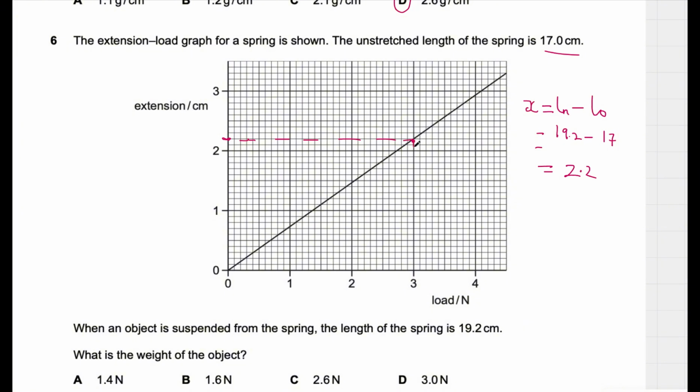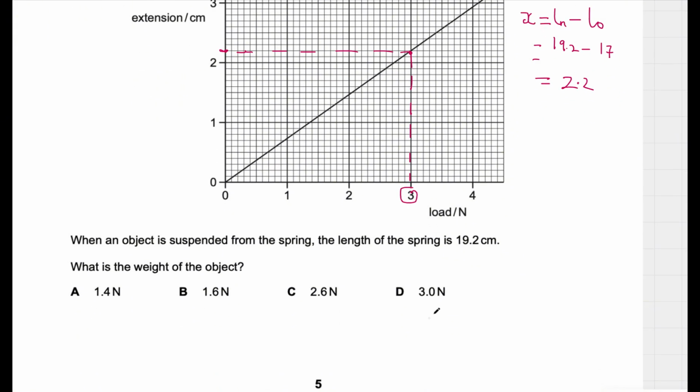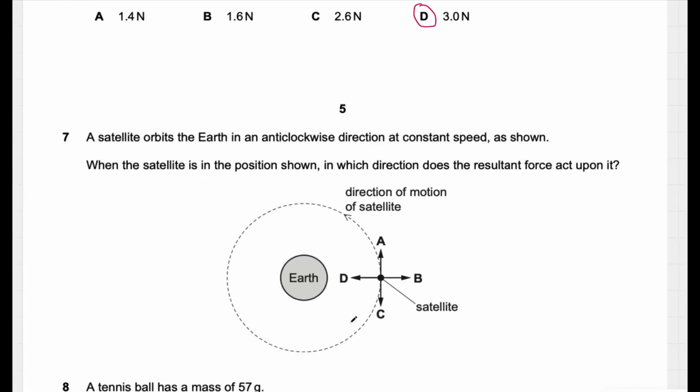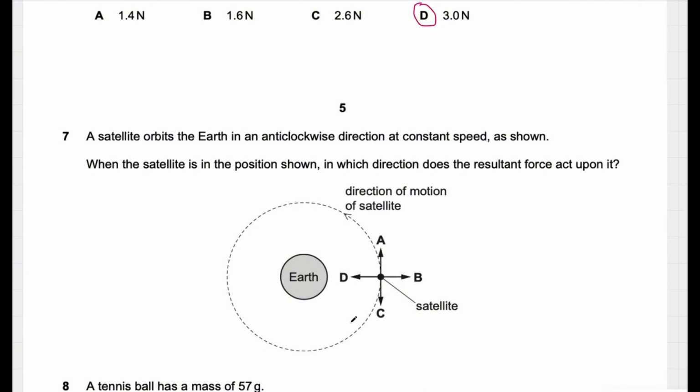So we trace it down, right? We trace it down and we will get the weight. The weight is 3 Newton. So we just go and we circle our answer. The weight is 3 Newton. Now we go to the next question, question number 7.